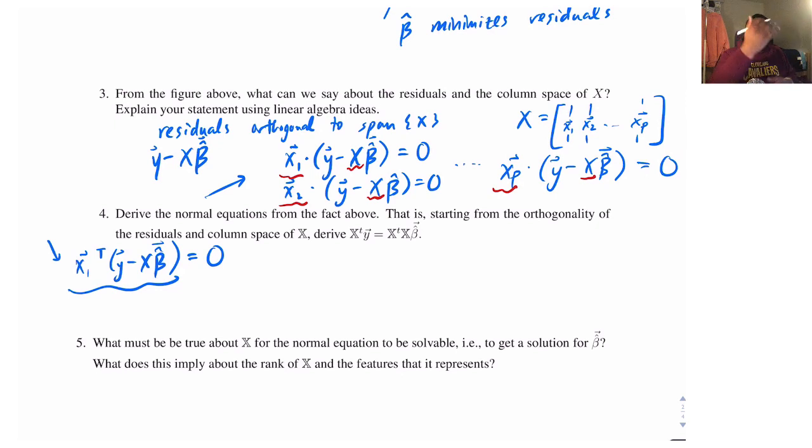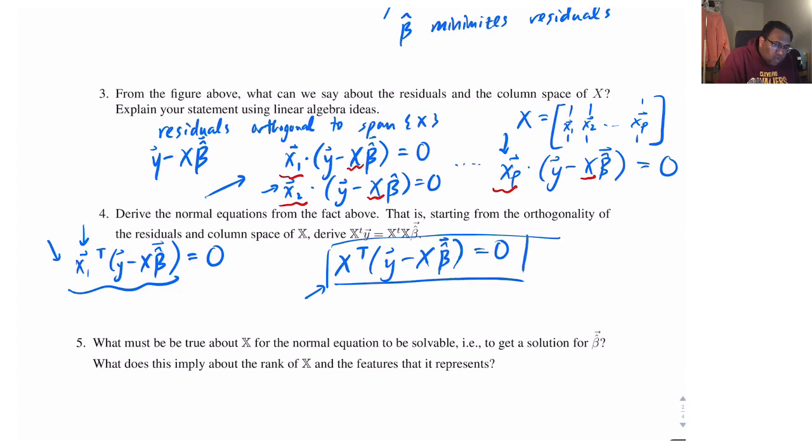And it turns out instead of writing p individual statements, one for each column vector, I can actually summarize this into a single statement, which is just that X as a whole is orthogonal to y minus x beta hat. Notice that there's no vector arrow on top of this because now I'm talking about the entire matrix, whereas over here and over here and over here, I was talking about each of the column vectors in X. I'm now looking at X as a matrix as a whole. And so this statement really encapsulates the p individual statements that I was writing in question 3. So this is saying that all of the columns in X are orthogonal to the residual vector.